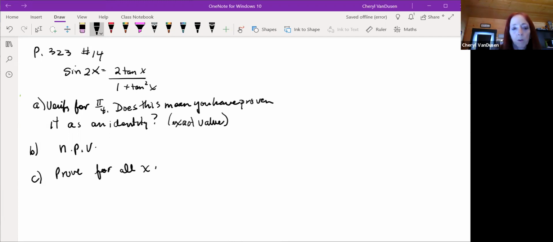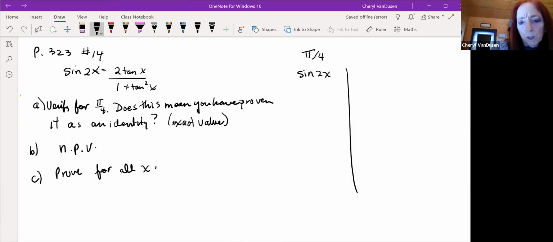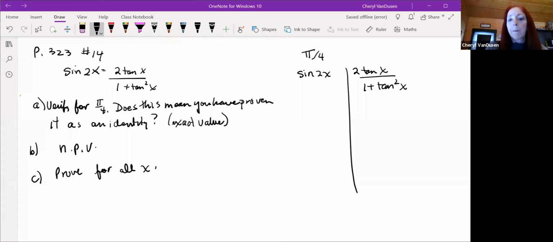We are going to power through. Now, if we're going to verify for pi over 4, remember I set this up for you before, that we want to use the line down the middle. We still want to do that. Even though this is only a numerical proof, I still want to see it. I won't get too worked up if you don't do it for just a number, but okay.